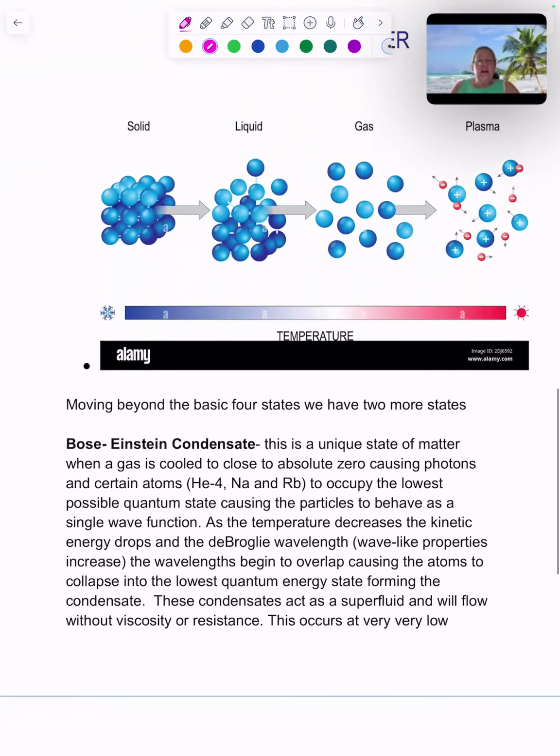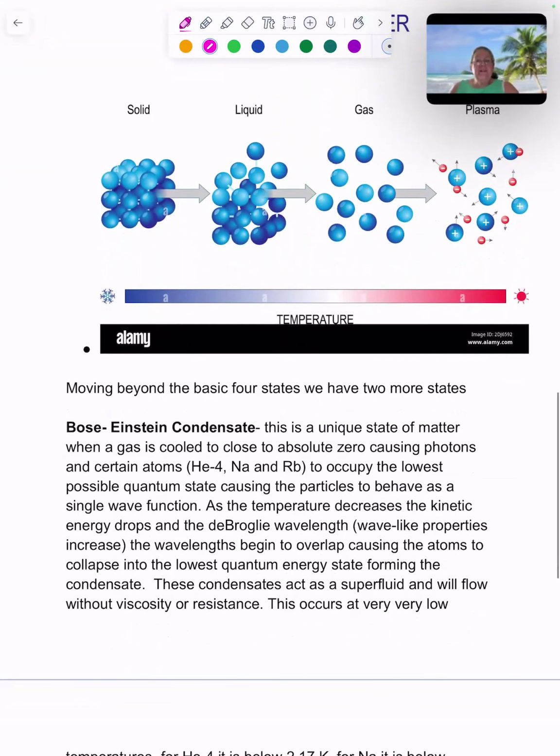The Bose-Einstein condensate. This is a unique state of matter when gas is cooled close to absolute zero. And this will cause photons in certain atoms like helium-4, sodium, and rubidium to occupy the lowest possible quantum state. This causes the particles to behave as a single wave function. As the temperature decreases, the kinetic energy drops, and the de Broglie wavelength, the wave-like properties, increase. De Broglie said that all particles have a wave characteristic.